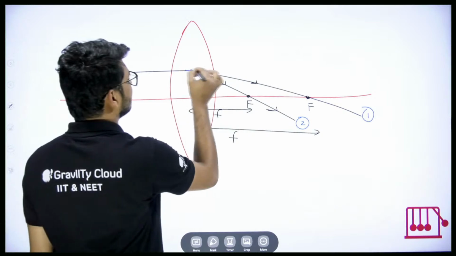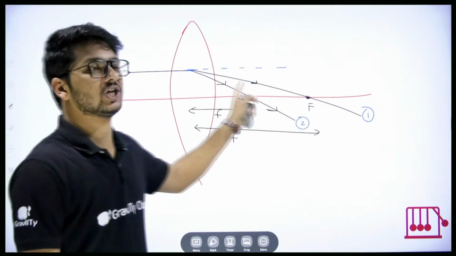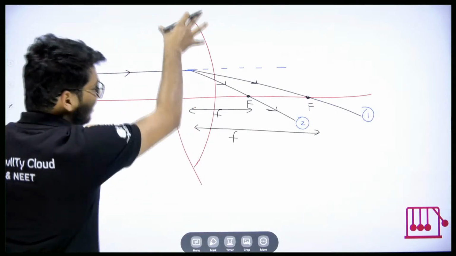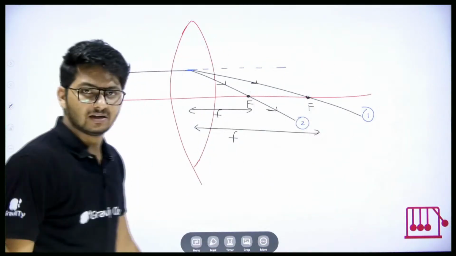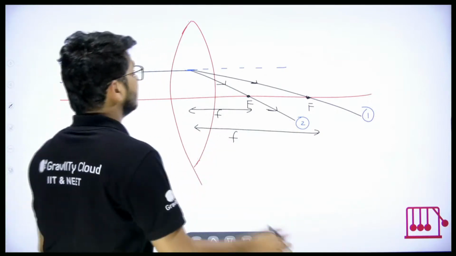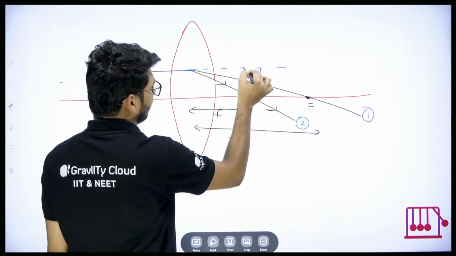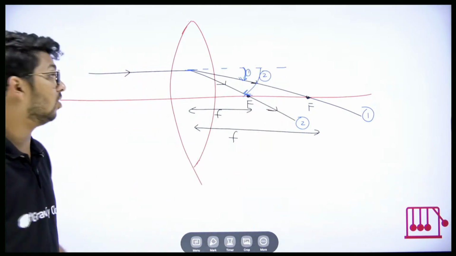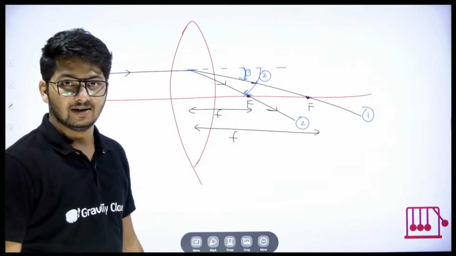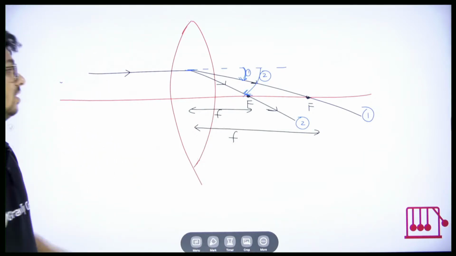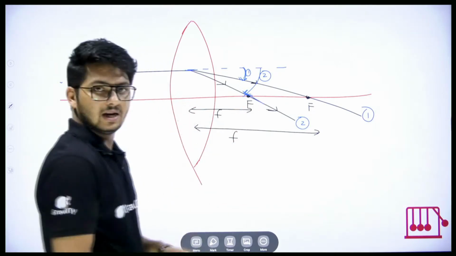Here, if I just look at the bending, this blue dotted line is supposed to be the direction of the ray. If there was no lens here, the ray would have been going straight. But there is a lens, so there is bending. Now see which ray is bending more. This is for ray 1 and this is for ray 2. So which ray is bending more? Ray 2 is bending more. And in which case is the focal length less? The focal length is less for ray 2. Yes or no? For ray 2, the focus is here, so only this much is the focal length.